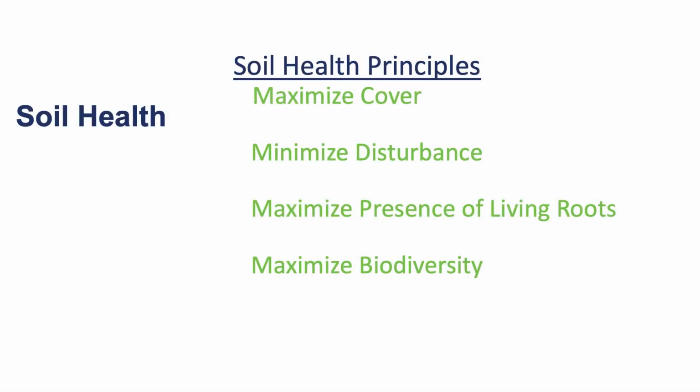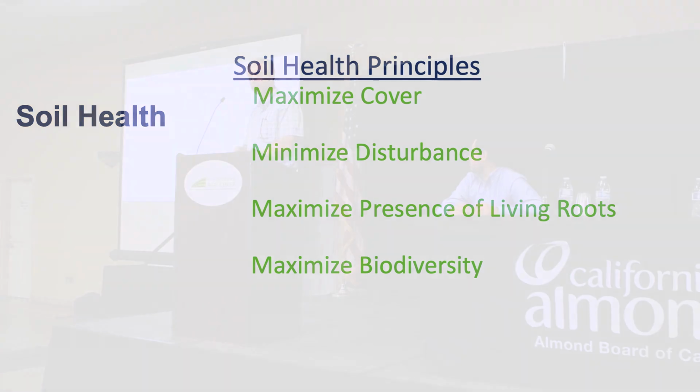Soil health. Sebastian asked me to speak a little bit about soil health. Soil health principles. There's 4 main areas. Maximize cover crop, getting soil organic material there. Minimize disturbance. Can we minimize the amount of times that we're running through the field? Can we minimize compaction? Maximize presence of living roots. We heard a lot about the microbial aspect of that.